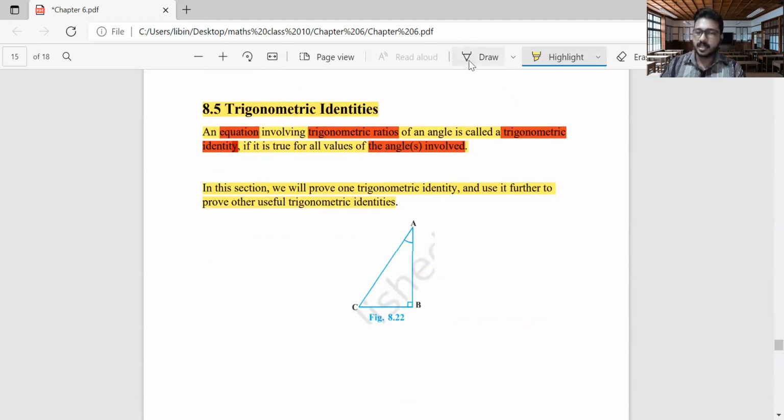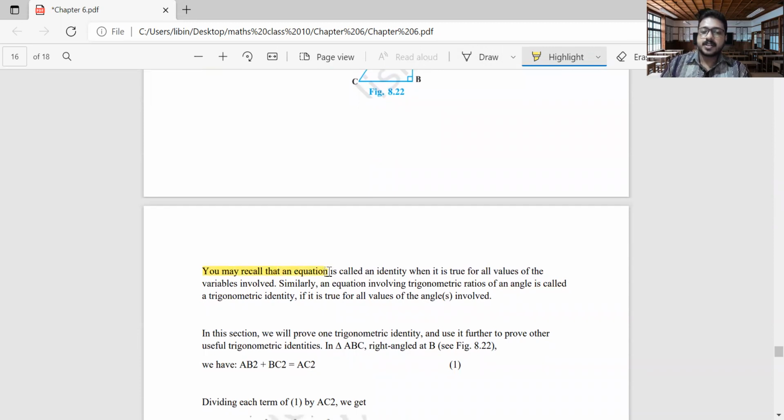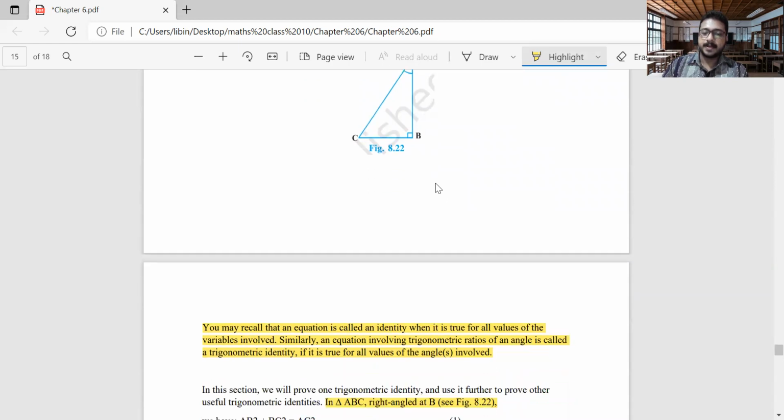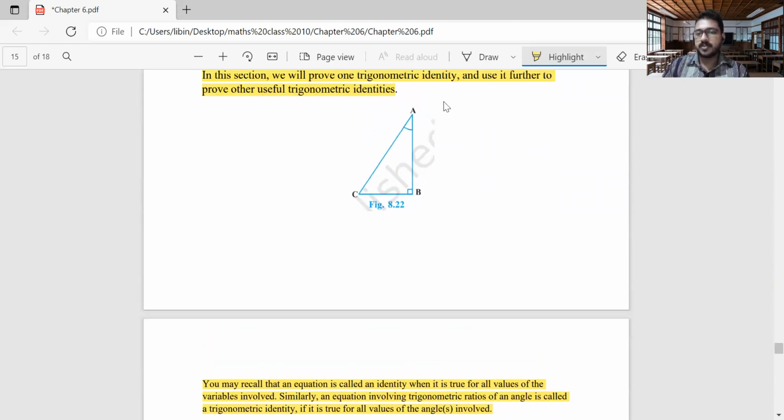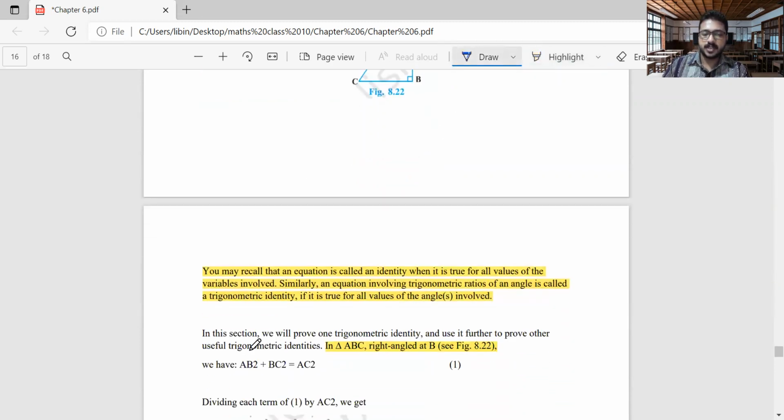You are given a right angle triangle. We can recall that an equation is called an identity when it is true for all the variables involved. Similarly, an equation involving trigonometric ratios is called a trigonometric identity if it is true for all the angles involved. Now, consider the triangle ABC, which is a right angle triangle. Therefore, we can apply which theorem? Pythagoras theorem, which is AC squared is equal to AB squared plus BC squared. And this is a square, that was a typing mistake.